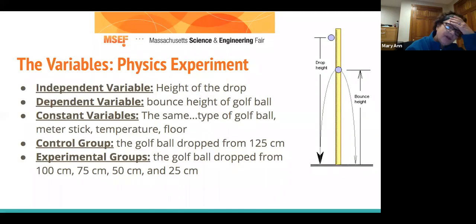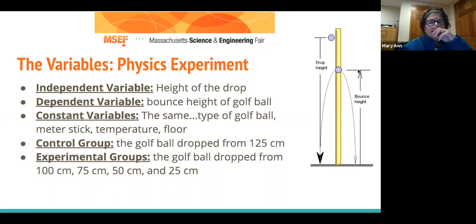Okay. Finally, another one. There are so many versions of this. I just picked a really easy one. How does the drop height affect the bounce height of the golf ball? I don't have a golf ball here, but I have a different type of ball, and I'll show you why. So what are we changing on purpose? The height of the drop. What are we measuring, or what should change in response? The bounce height.